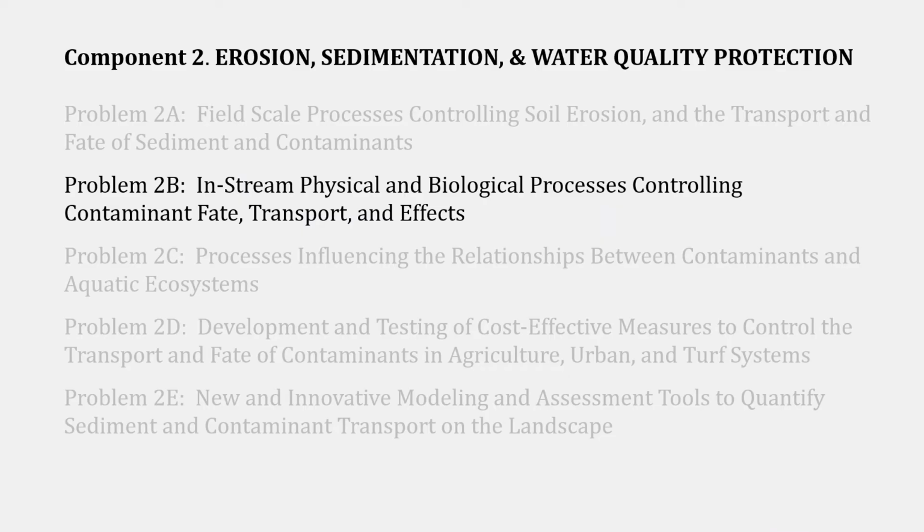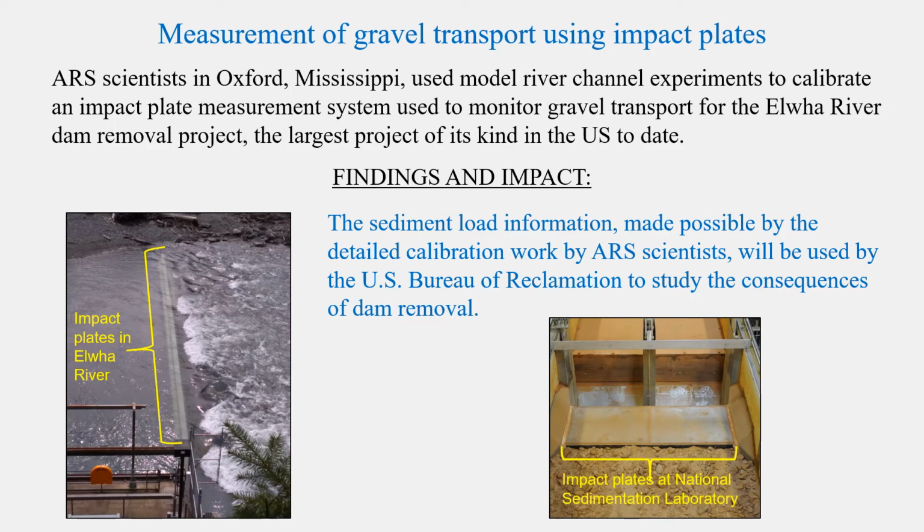The second problem area under Component 2 deals with in-stream physical and biological processes controlling contaminant fate, transport, and effects. The first accomplishment is the development of a means of measuring gravel transport using impact plates.